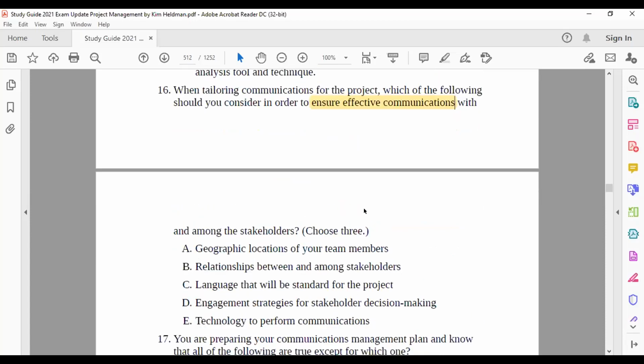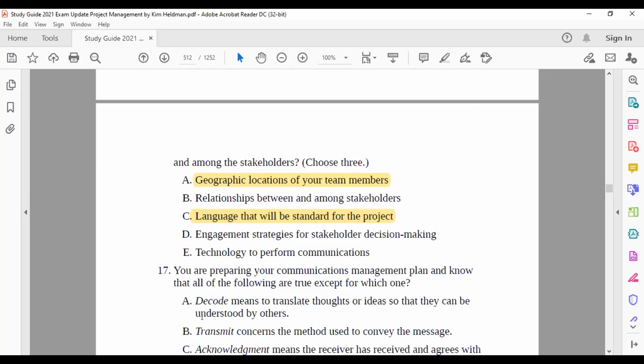Okay, when tailoring, which should you consider in order to ensure effective communications? Choose 3, so find 2 wrong answers. Geographical locations, yes, this is correct. Relationship, what does a relationship have to do in the project? Nothing. Language, we have to fix a language. What language will we be using? Engagement strategies for decision making. Is this communication or stakeholder engagement? It's stakeholder engagement, so it cannot be the answer. So the remaining answer is E, technology to perform communication. So A, C, E are the right answers.